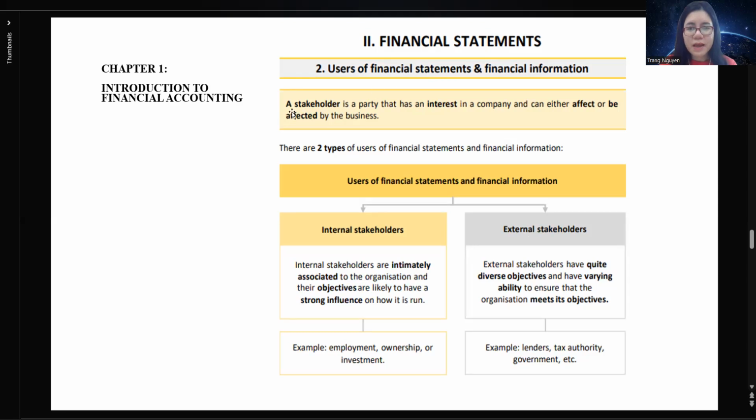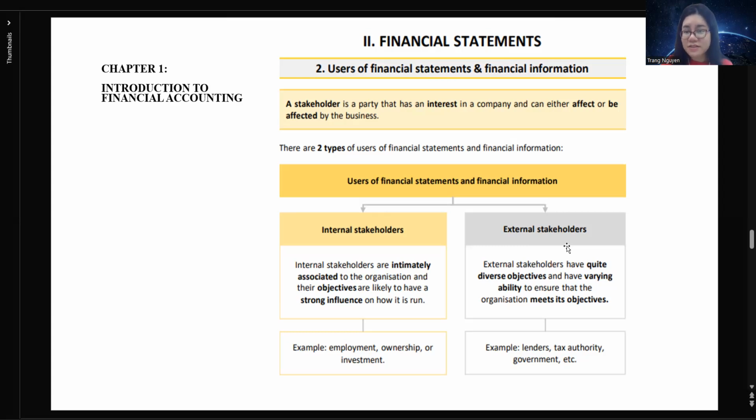Now, about financial statements, we should come to the uses of financial statements and financial information. In this section, we will have a chance to understand the definition of a stakeholder. Who is a stakeholder? A stakeholder is a party that has an interest in a company and can either affect or be affected by the business. There are two types of users of financial statements and financial information: internal stakeholders and external stakeholders.